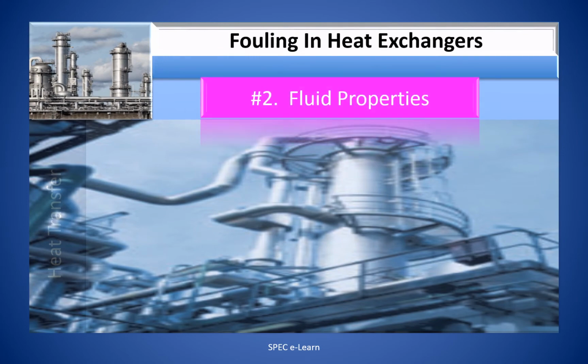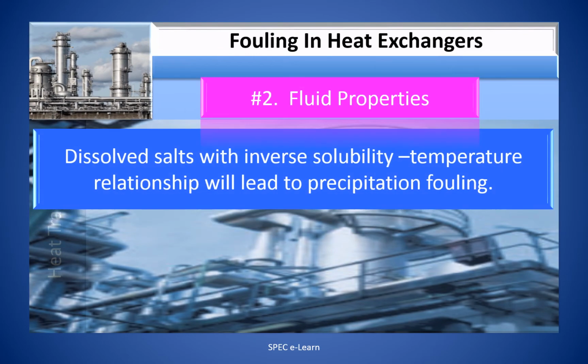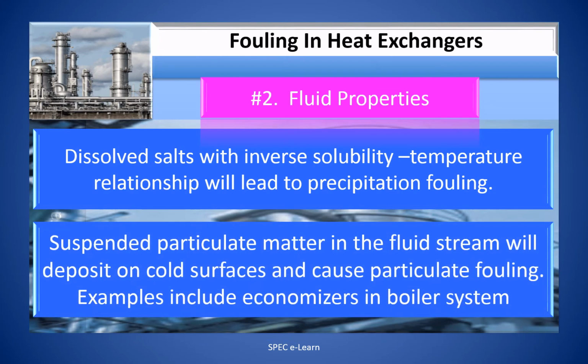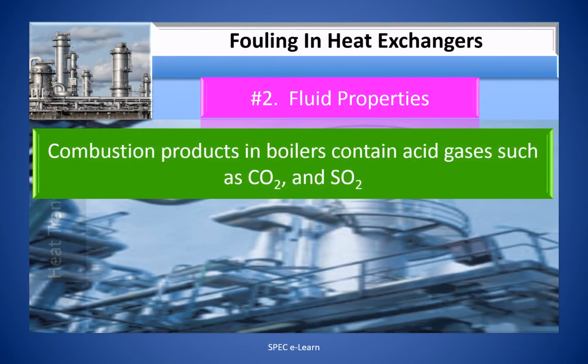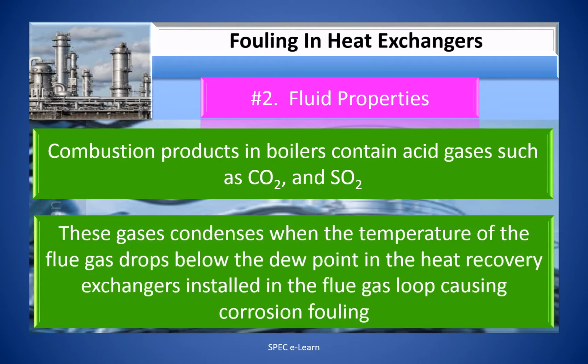Two, fluid properties. Dissolved salts with inverse solubility temperature relationship will lead to precipitation fouling. Suspended particulate matter in the fluid stream will deposit on cold surfaces and cause particulate fouling. Examples include economizers in boiler systems. Combustion products in boilers contain acid gases such as CO2 and SO2. These gases condense when the temperature of the flue gas drops below the dew point in the heat recovery exchangers installed in the flue gas loop, causing corrosion fouling.